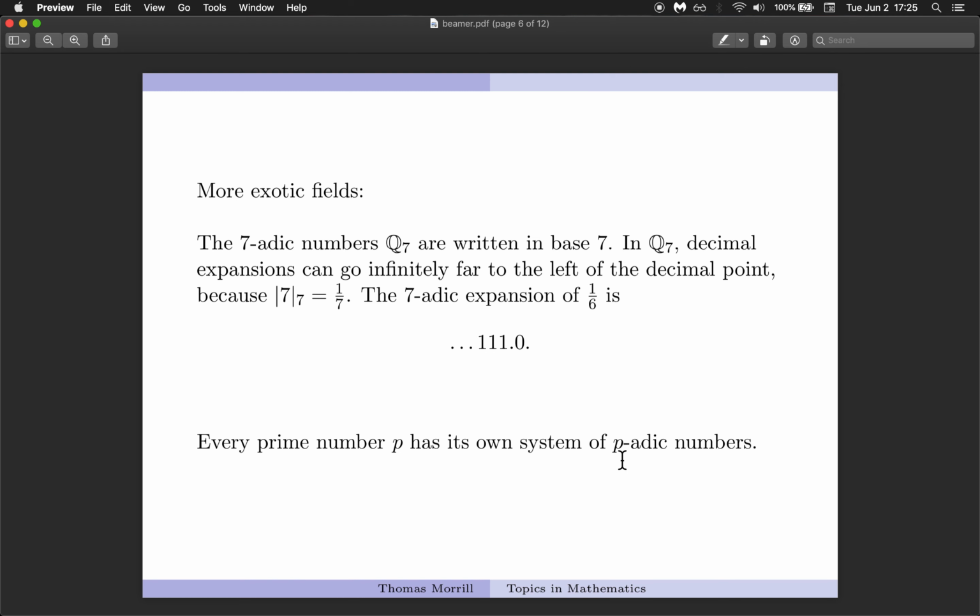So if you go on to use these sorts of techniques, it'll be important to know that every single prime number p has its own system of p-adic numbers. So there are 2-adic numbers, there are 3-adic numbers, and so on. There is a lot to learn about those things if they are a useful tool to you. And I don't know exactly what your use case is going to be, but this is another example of what fields can look like.